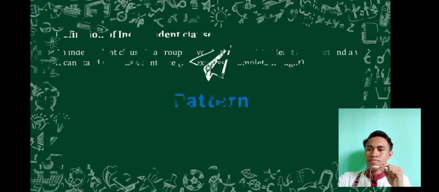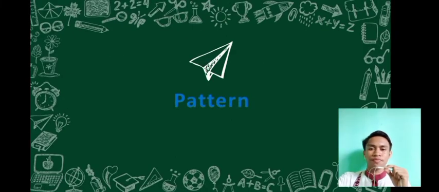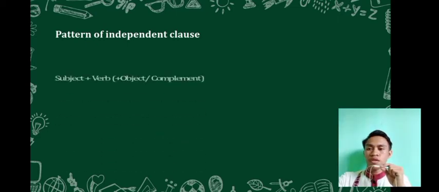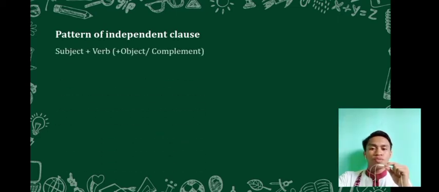Okay. Next, the pattern. Generally, an independent clause always comes with the pattern subject plus verb plus object or complement. And don't forget, an independent clause always expresses a complete thought. If not, it's not an independent clause, it's a dependent clause.